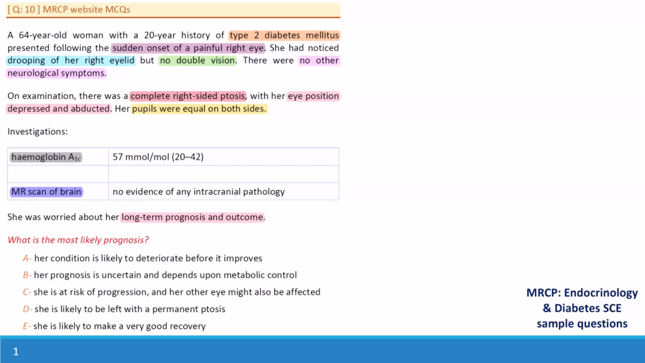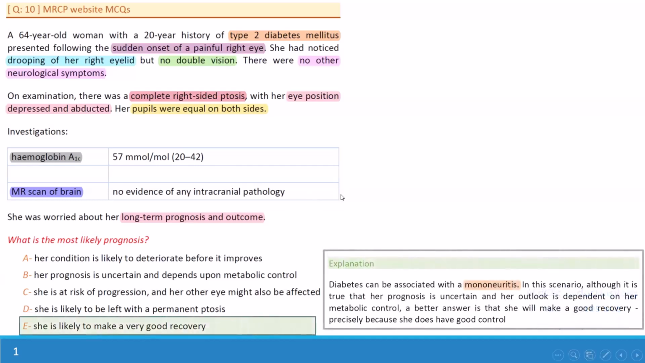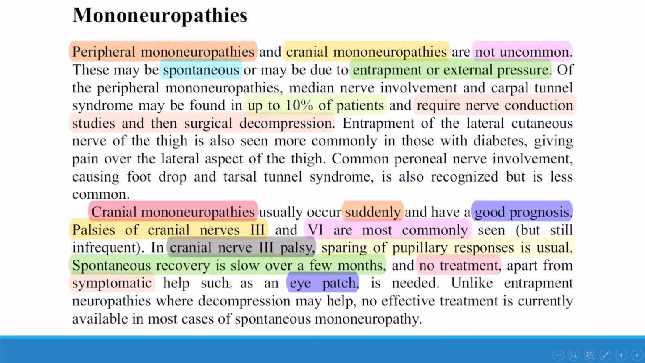Mononeuritis. Yes, mononeuritis. This is a third cranial nerve palsy, a type of mononeuritis. What is the prognosis? Very good prognosis. The patient is likely to make a very good recovery, and will be normal within a few weeks, inshallah. So peripheral mononeuropathy and cranial mononeuropathy are not uncommon. This usually occurs spontaneously and is not related to the control of hyperglycemia.